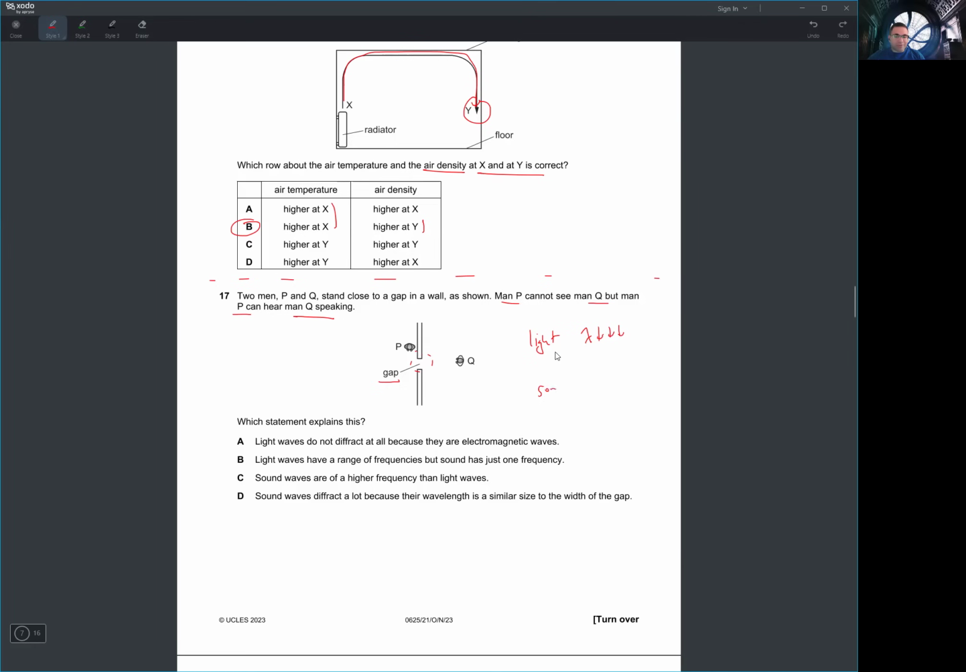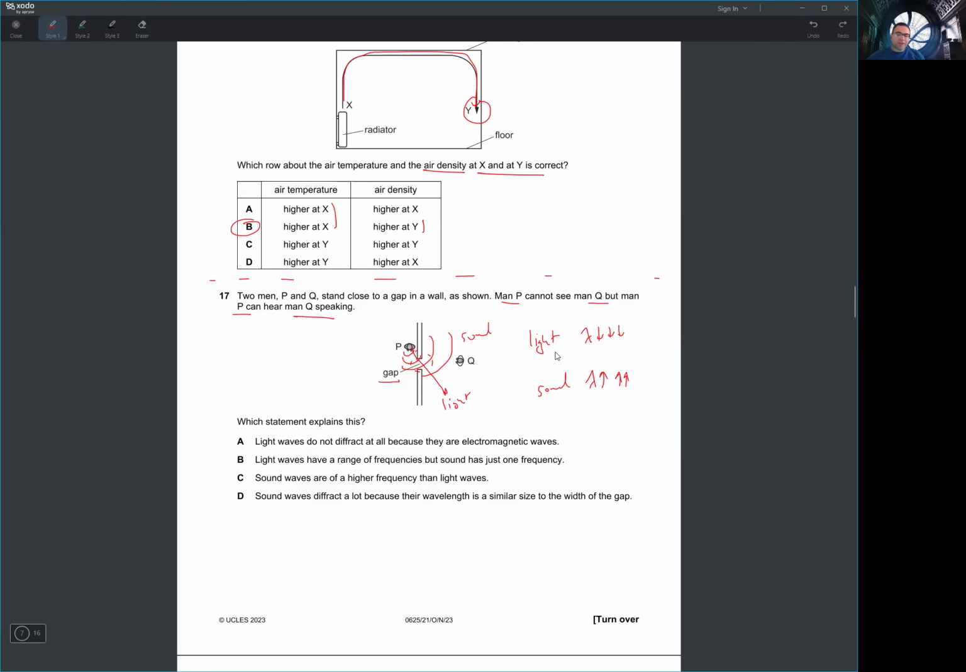But sound has a very large wavelength. Relative to it, this gap is small. So can the sound spread a lot through the gap? The light will not spread. The light will barely continue straight. But will the sound spread? Absolutely. But which statement explains this?